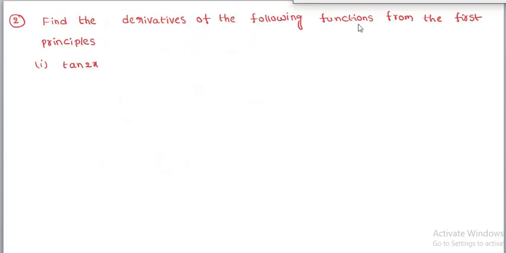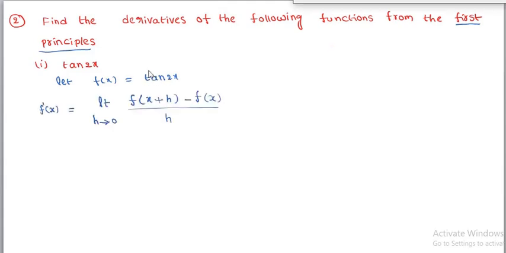Find the derivatives of the following function from the first principle. So very important, first principle. So let f of x equal to tan 2x. The first principle formula: f dash of x is equal to limit h tends to 0, f of (x plus h) minus f of x by h. So limit h tends to 0, f of (x plus h) is in the form of f of x is tan 2x.